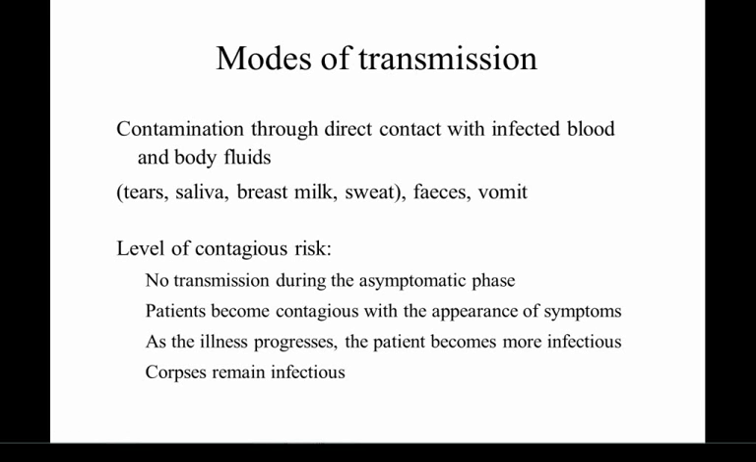Now, the level of contagious risk is proportional to the viral load. The more virus that is in the body fluids of the infected person, the more contagious that person is. So during the asymptomatic phase, viral load is quite low, so the risk is low. Then as people become more and more symptomatic, it's because they have more and more virus, so they become more and more infectious.